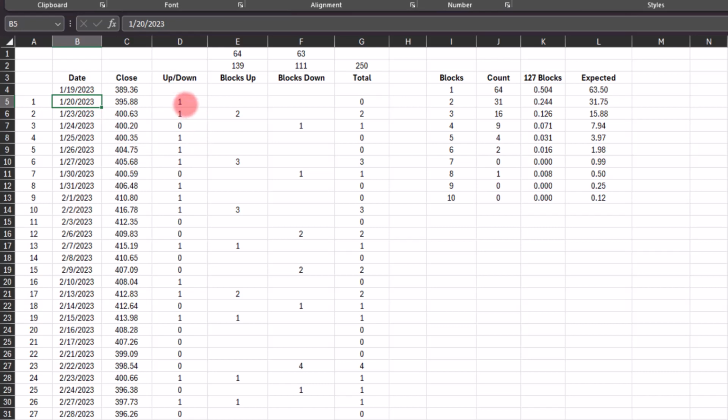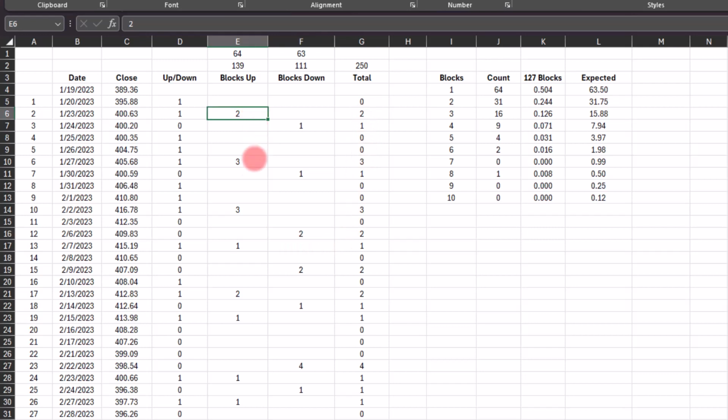So what we're looking at are the number of up days and down days. We closed at 389.36, went to 395.88. That's an up day, represented by a 1. Increased to 400.63. That's an up day, represented by a 1. And so on. Then over here, we're just going to look at the individual blocks of either up or down. So here, we had 2 days in a row where we had up days. Then we had a down day right there, so that's just 1. Then we got 1, 2, 3 up days. Then we got 1 down day over here. Again, got 1, 2, 3 up days, followed by 2 down days over here. And then over on this side are the totals.